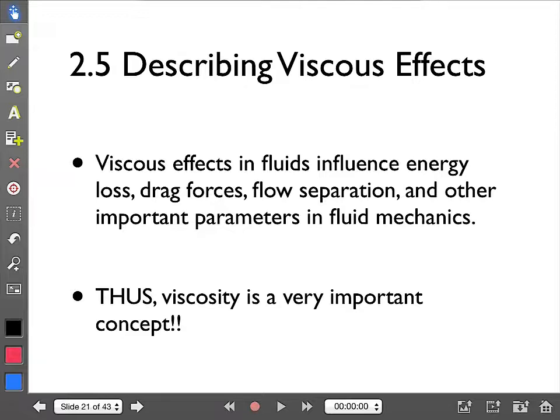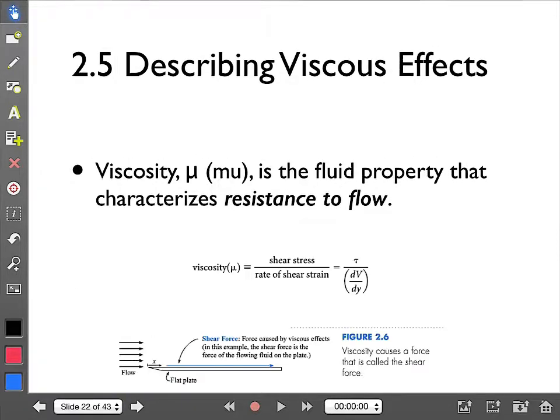This is very important in fluids. This is an extremely important concept, and you will see this throughout the entire semester. So it's very important to understand what viscosity is before we move forward into talking about various equations that describe fluid motion, or fluid statics for that matter. So viscous effects in fluids influence the energy loss, drag forces, flow separation, and other important parameters in fluid mechanics, which we'll talk about as we go through the semester. So let's make sure we have this concept down before we go forward.